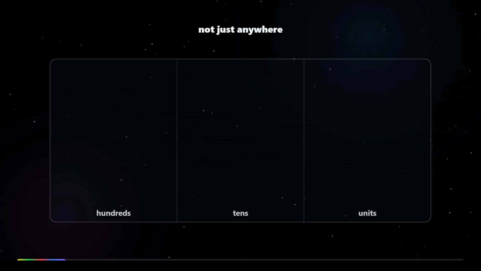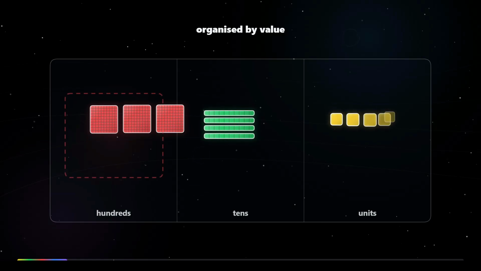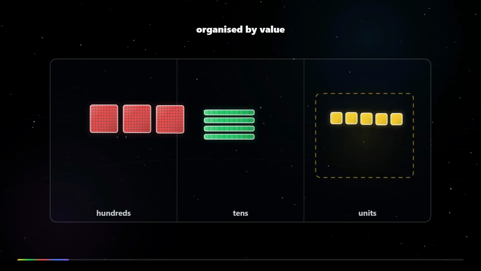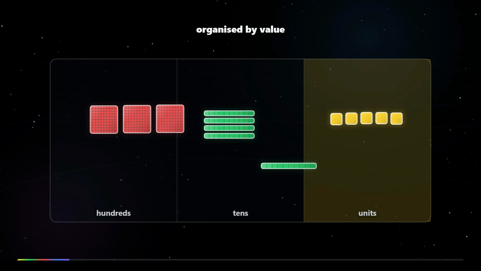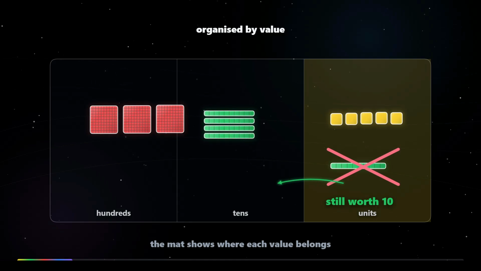The blocks are not just placed anywhere. They are organized by value. Hundreds with hundreds, tens with tens, units with units. If a 10 rod slides into the units column, it does not become worth 1. It is still worth 10. The place value mat helps us see where each value belongs.